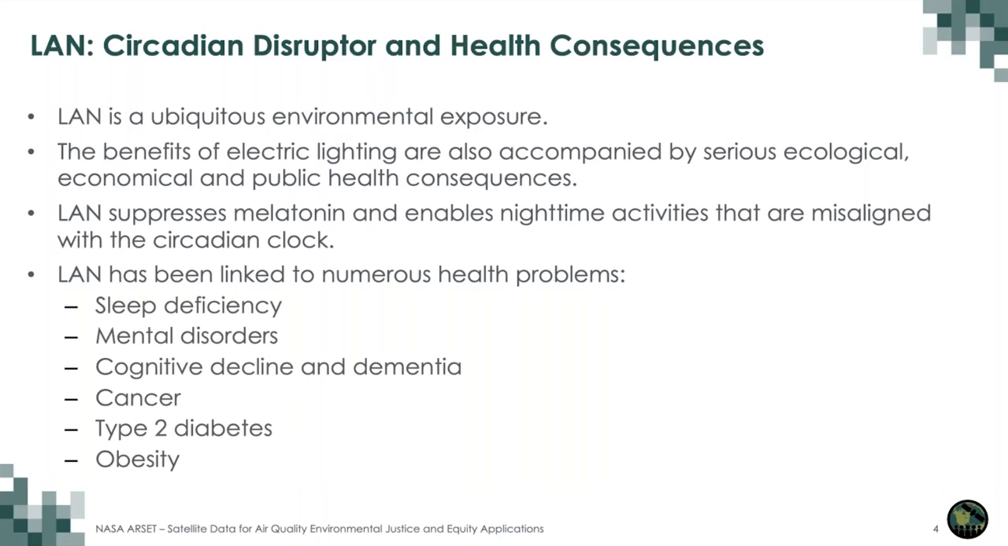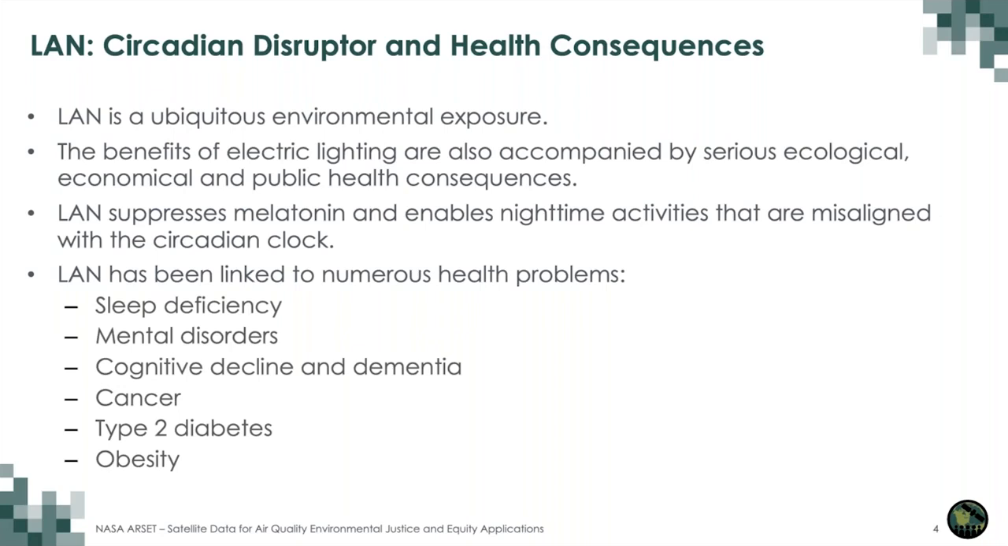So the reason that we're interested in light at night is first because it's everywhere. It's really this ubiquitous environmental exposure. And despite the tremendous benefit of light at night, there are also serious ecological, economical, and public consequences associated with electric lighting. And why we think light at night is a public health hazard is because light at night can suppress melatonin, which is a very important hormone that regulates sleep, circadian rhythms, and many other behavior and physiological processes in humans and also in plants and animals.